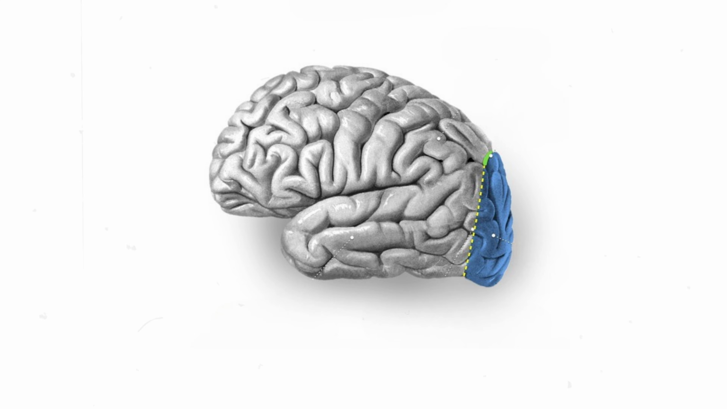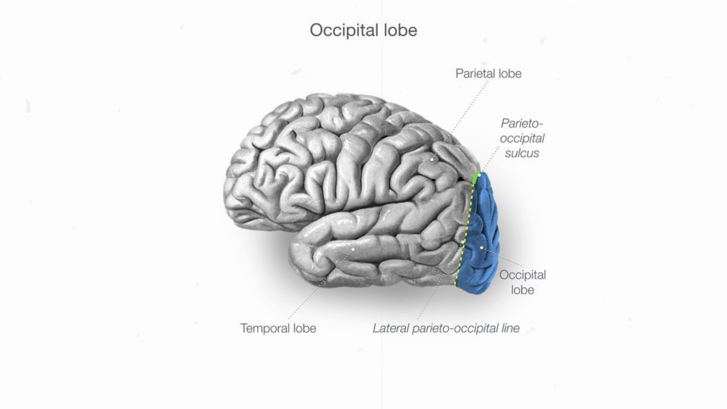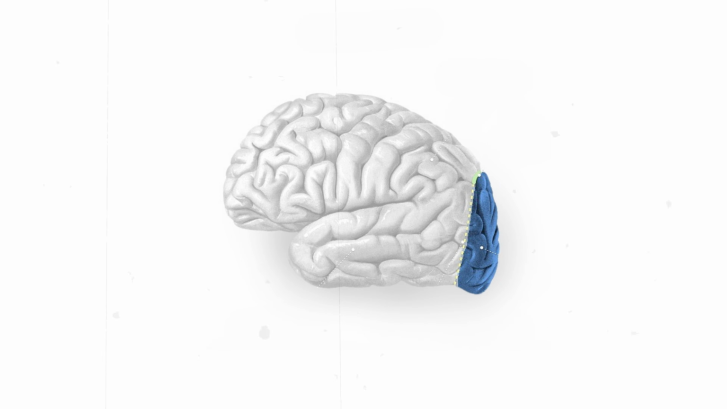The occipital lobe is the smallest of the four major cerebral lobes, tucked away at the very back of the brain. It lies behind the parietal and temporal lobes, with the parieto-occipital sulcus marking its border in most brain scans. Despite its size, it plays an outsized role in how we understand the visual world.